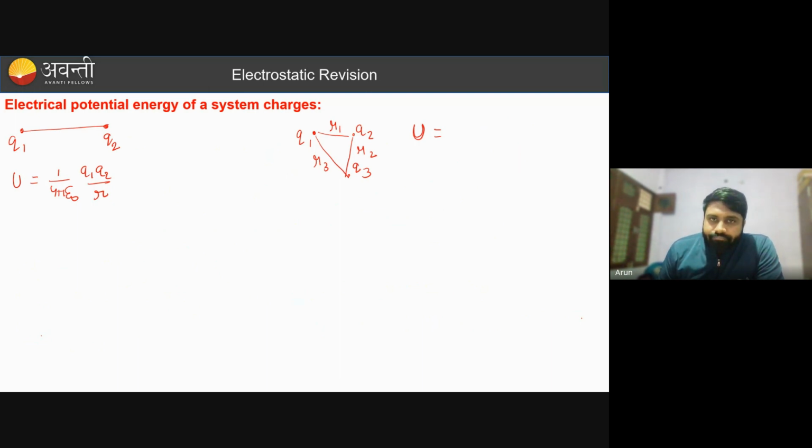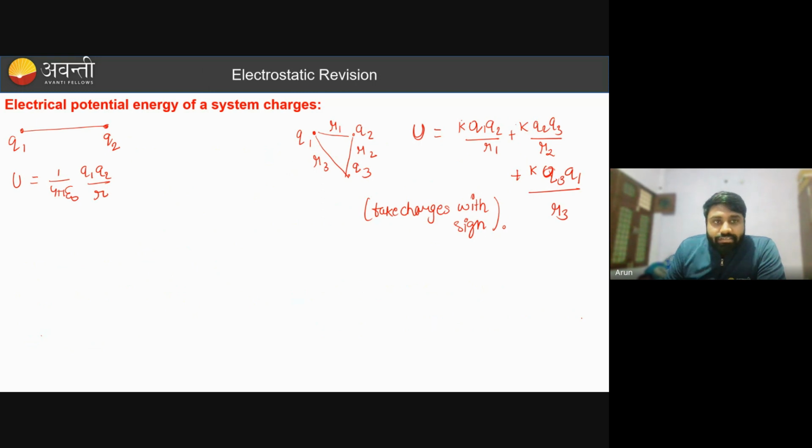Let's say 1 upon 4 pi epsilon naught we have considered as K. So it is K Q1 Q2 divided by the distance between them, which is R1, plus K Q2 Q3 divided by the distance between them, which is R2, plus K Q3 Q1 divided by the distance between them, which is R3. Because potential energy is a scalar quantity, take charges with sign.